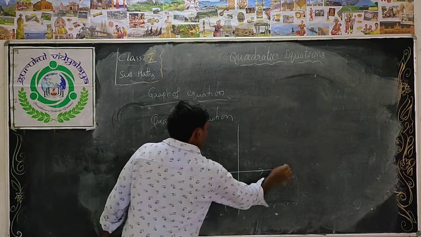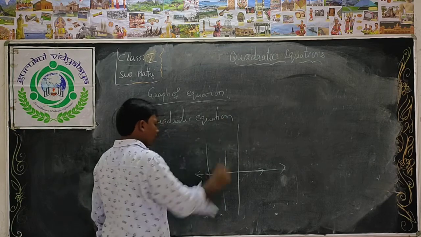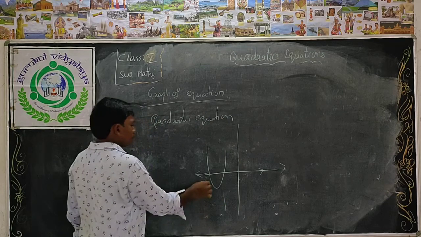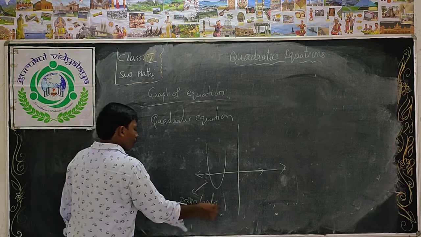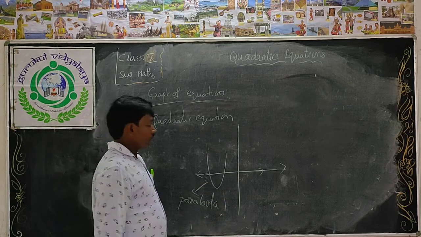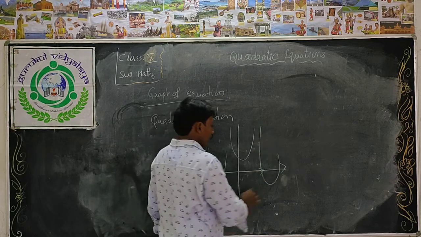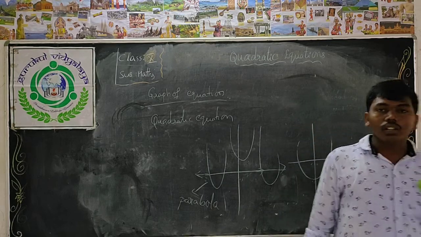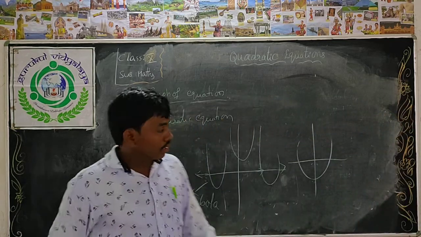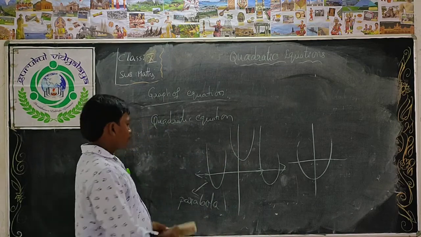See children, the graph of a quadratic equation will be a U shape. This is called a parabola. This word will come up in the polynomial graphs chapter; polynomial graphs will look like this, like this, or like this. The graph of a quadratic equation will become a parabola shape.